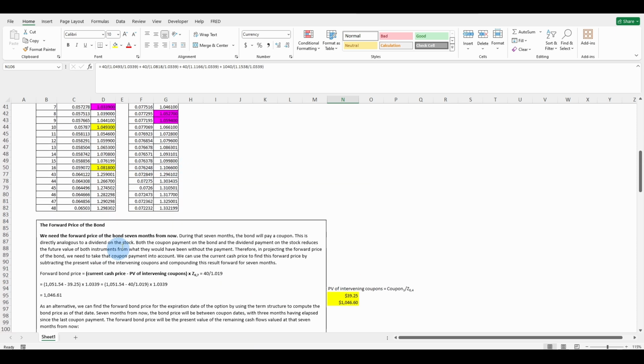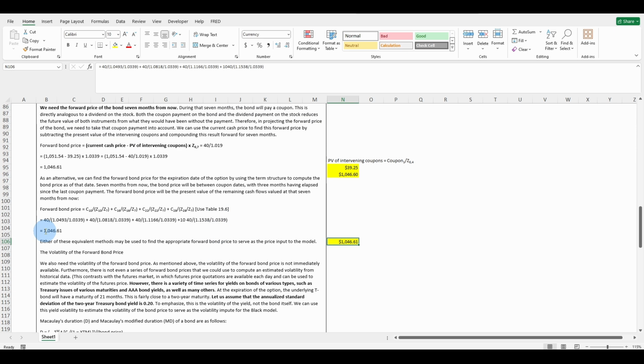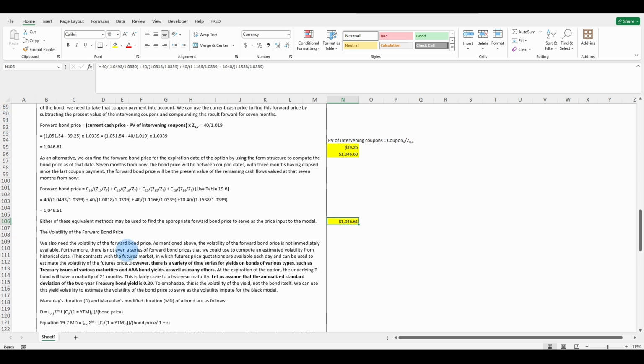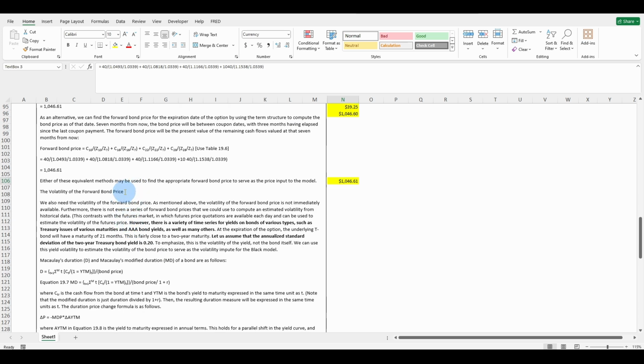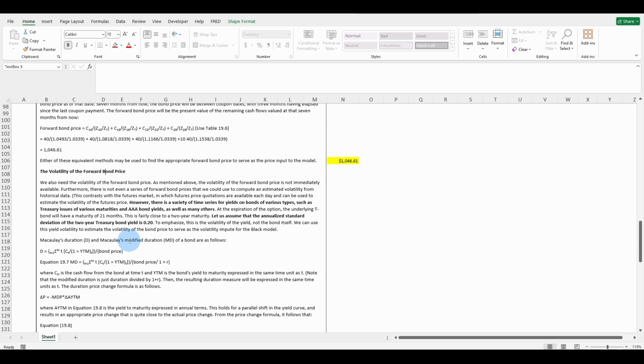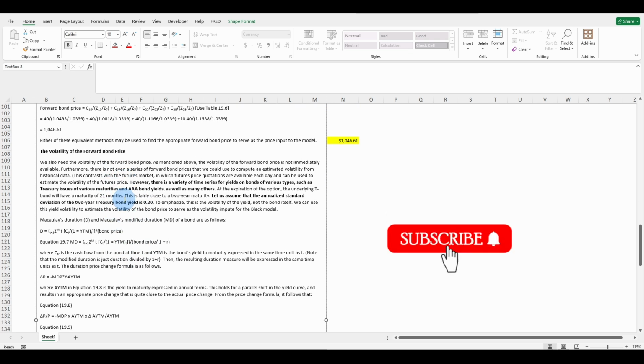Then you're just going to go through and crunch the numbers. So you're going to get a 10466. Either of these equivalent methods, notice we used this approach, or you can use this approach. Either way, you're going to get the same answer. The volatility of the forward bond price, I showed in a previous session how to do this using the option pricing model. You can use a different format, but let me just go through and we'll walk through this, and maybe you want to do it this way, using Macaulay duration, or you can use this other format.